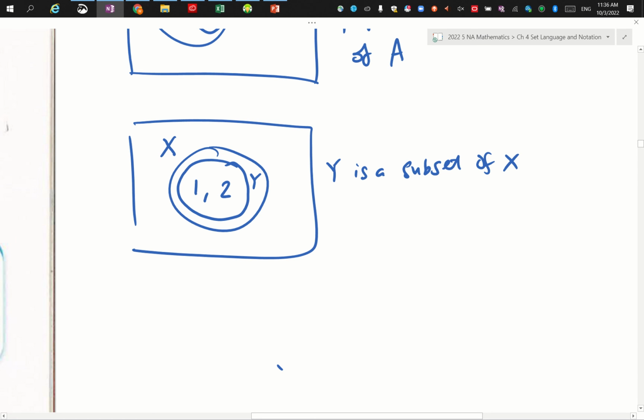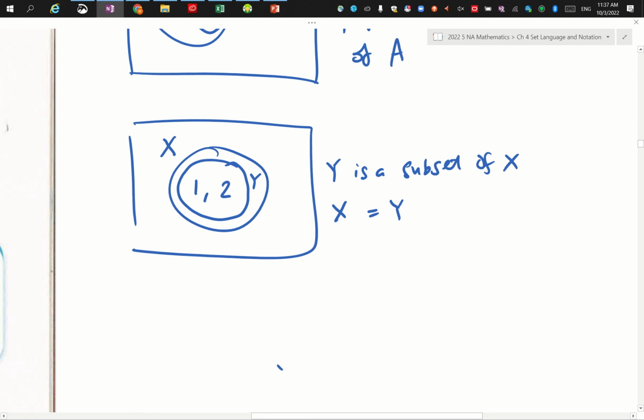However, are X and Y actually exactly the same? We decide based on the elements. Do they all have the same elements? Nothing more, nothing less. It's the same, right? So, in fact, X is equal to Y.